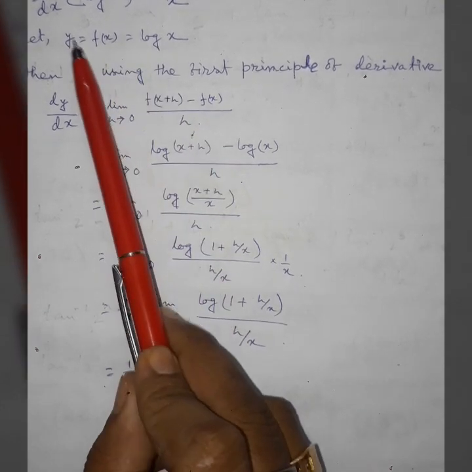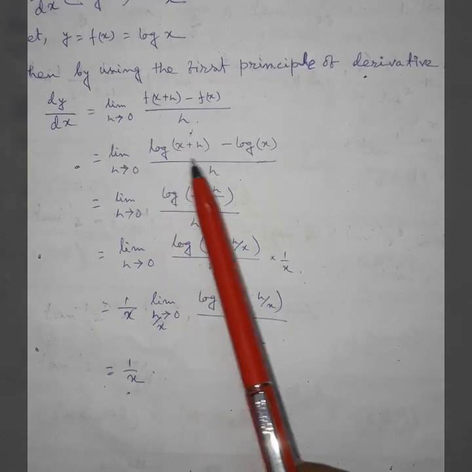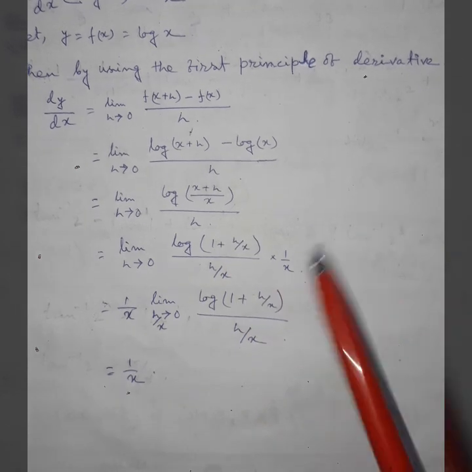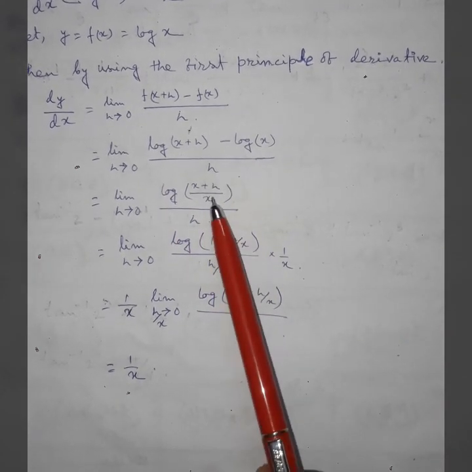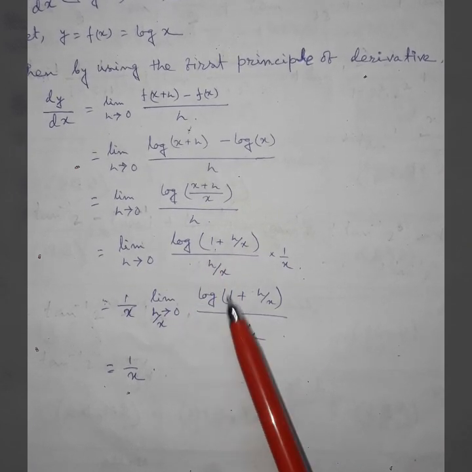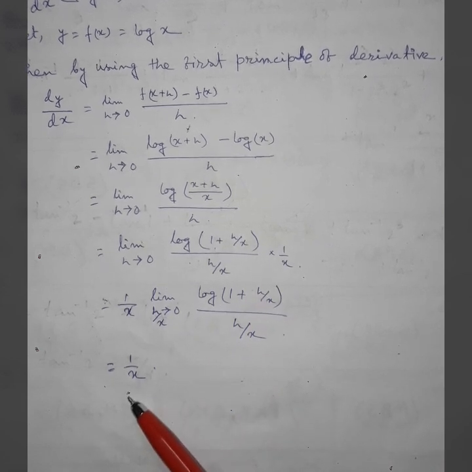What is f(x)? f(x) is log x. So f(x+h), that means log of (x+h), minus f(x), that is log x, by h. Log a minus log b is log a by b. Then by using the formula of limit and adjusting the denominator, we will get the value 1 by x.